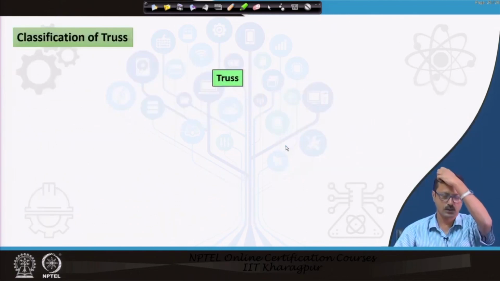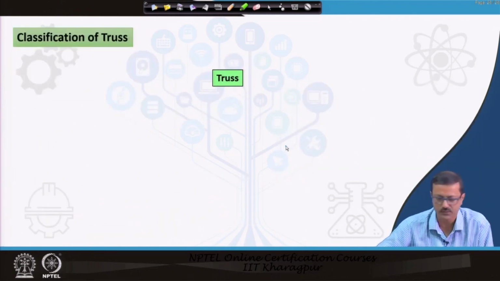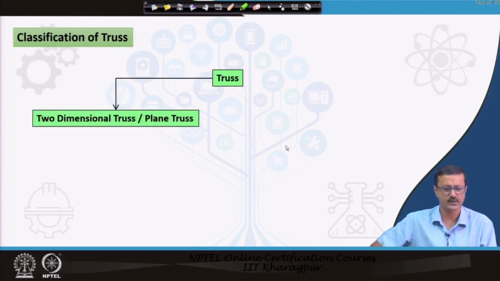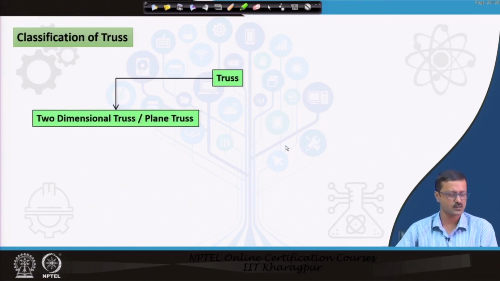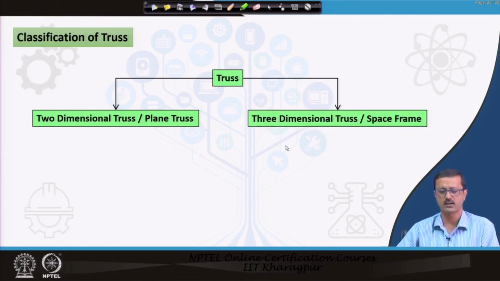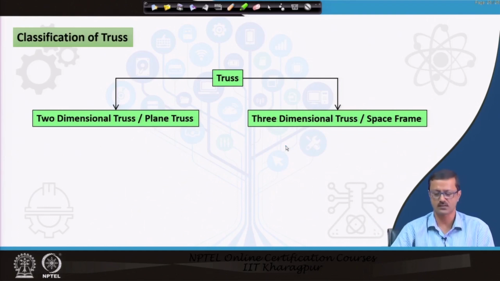So, now let us go for the classification of the truss. Trusses are majorly classified into two types. I have already told you, one is called the two dimensional truss or plane truss, and the other is the three dimensional truss or the space frame. We will discuss it in the last lecture of this particular week.